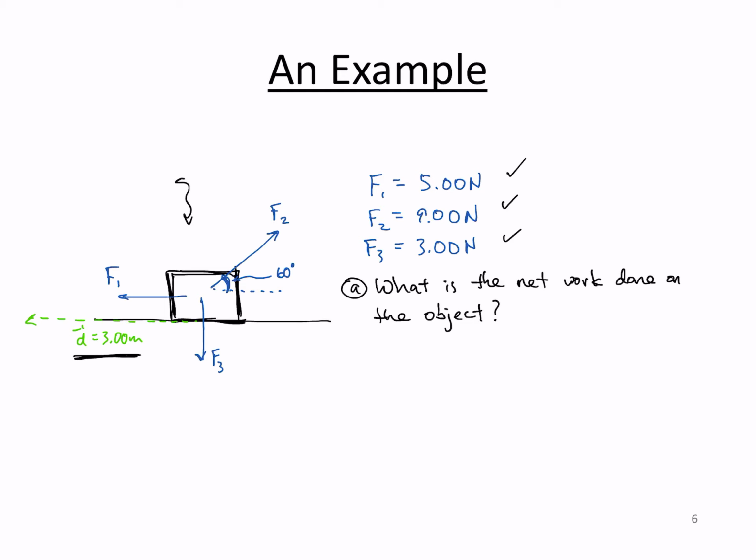And the question is, what is the addition of all of those works? Sort of like the net force is the vector sum of all the forces, the net work is going to be the sum of all the works. The nice thing about net work, though, is that, remember, work is a scalar. So we're just doing arithmetic once we know the individual works done by F1 and F2 and F3.